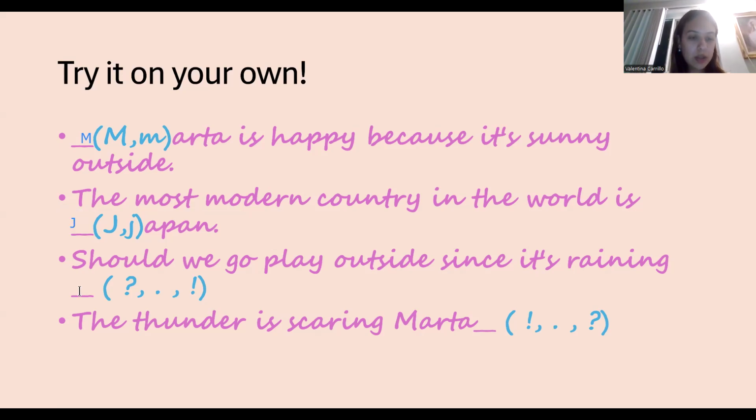Okay. So the third sentence says, "Should we go play outside since it's raining?" Are we asking a question or making a statement? Well, in this sentence, we are asking a question. We're asking if we could go play outside if it's raining.